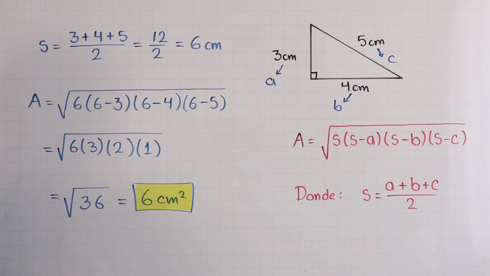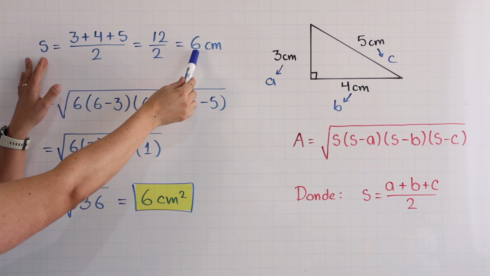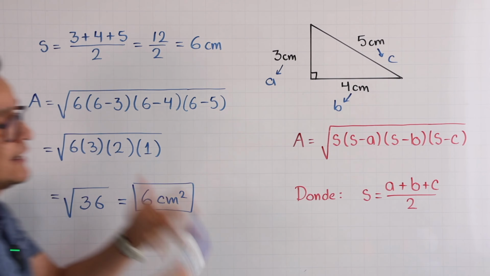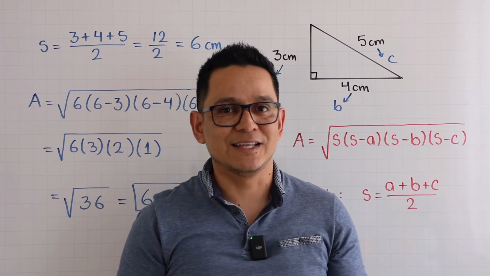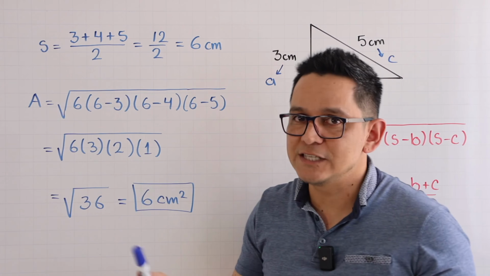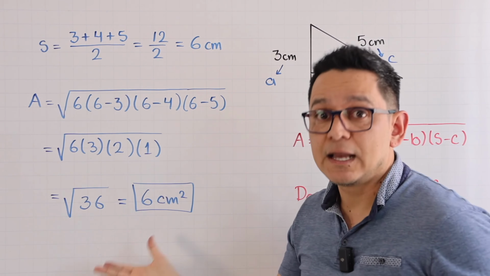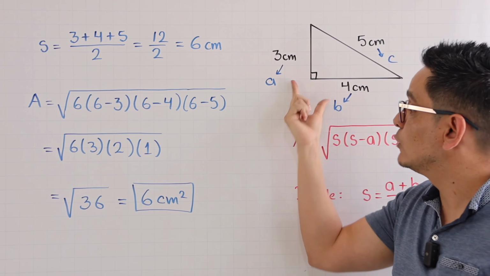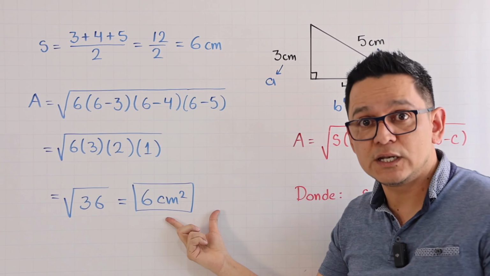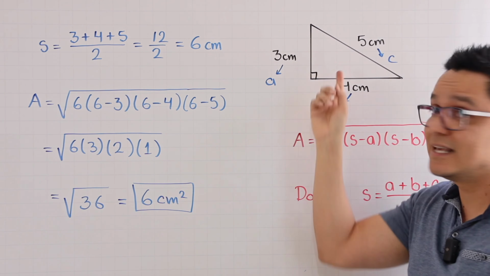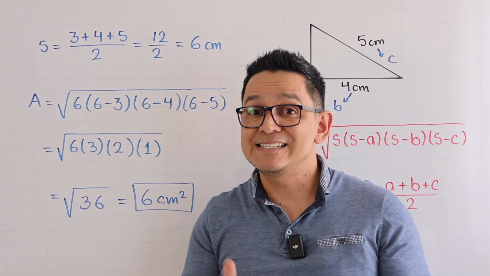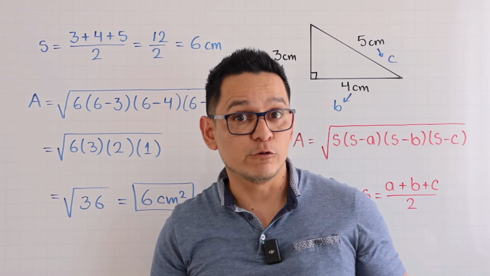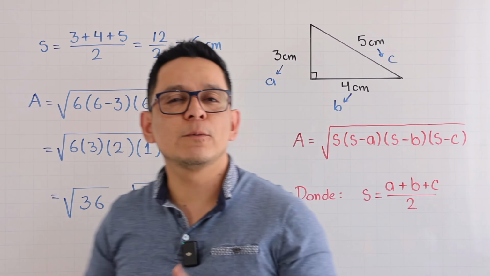Done. It's worth mentioning that in this case, it's just a coincidence that the semi-perimeter turned out to be 6, and the area also turned out to be 6. It's just a coincidence, okay? Obviously it's not always going to turn out like this, but this is the correct way. Done. Now we know that the area of this right triangle is 6 square centimeters, and we had already said that it had to give us exactly that, right? So that means everything is fine with the formula. Let's move on to another one that's a little more complicated.